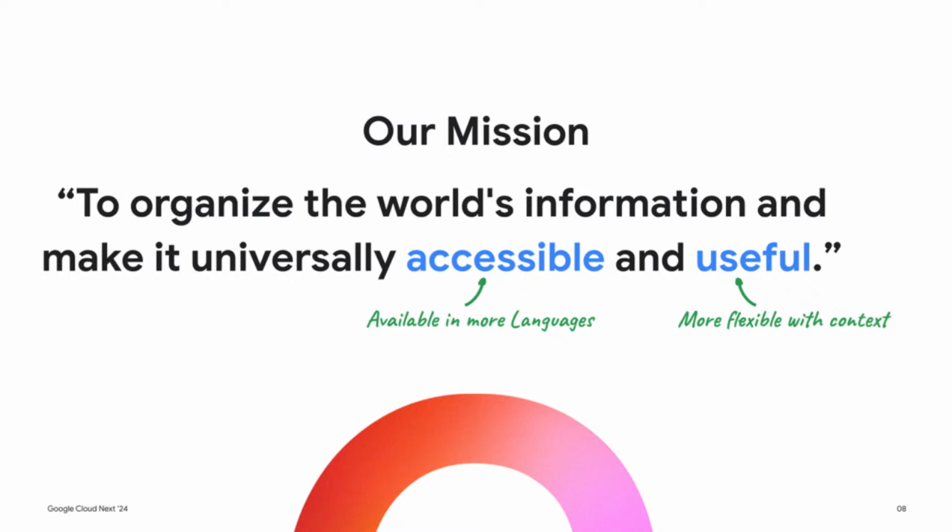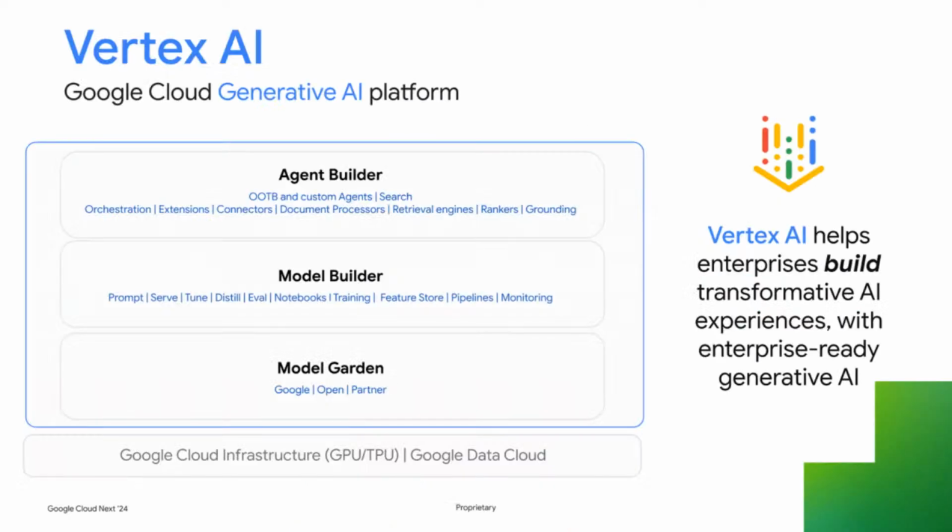So our mission is to organize the world's information and make it universally accessible and useful at Google. And for my team in particular, that means making it available in more languages, making your content available in more languages, but also making it more flexible as the technology progresses, making it more flexible with context. So it's often a partnership between the customer's information and Google's machine learning models and APIs to make them work well together so that it's customizing sufficiently for your particular implementation.